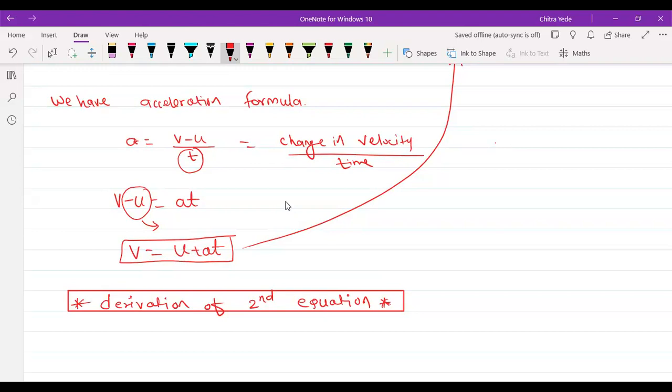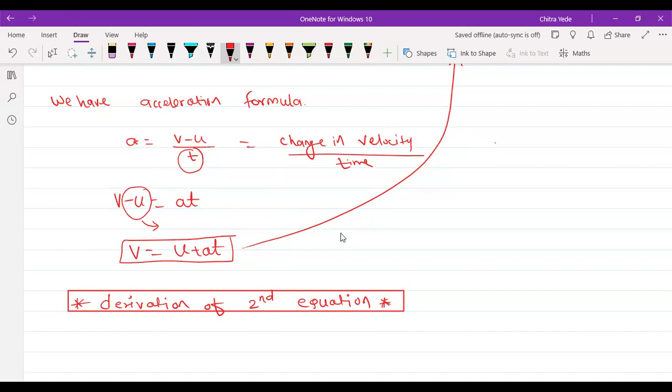Sir, what are these equations of motion used for? Suppose you want to calculate acceleration, then you have to use them. For finding acceleration, we use change in velocity by time, right?